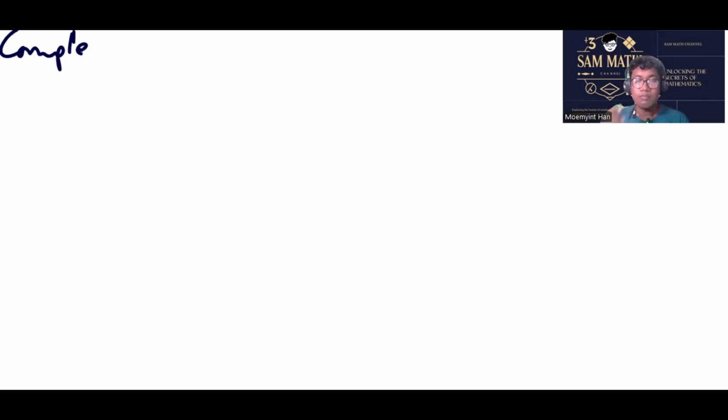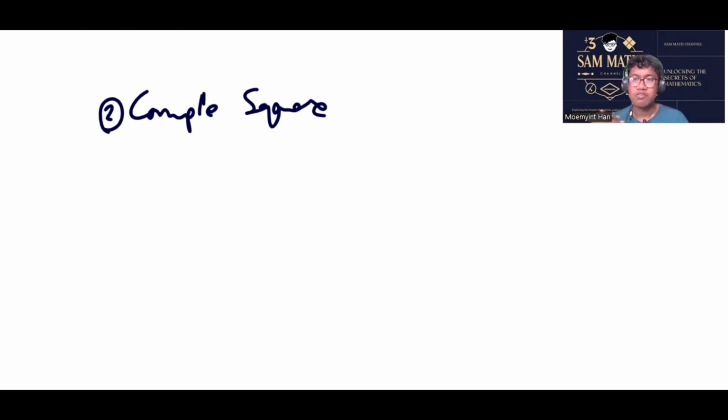Complete square. So complete square, I'm sorry. Okay. So complete square is something that we see most of the time in quadratic equations. It doesn't really come when we use the actual data that we find in nature or in our life, but most of the time in problems, we see it. So complete square or perfect square, we can use it.